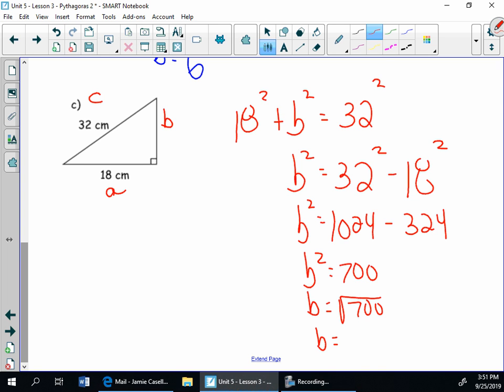And b turns out to be 26.46, and we're talking about centimeters this time. It's okay to get decimals. Most of the time you will get decimals. I just start with two nicer ones first.